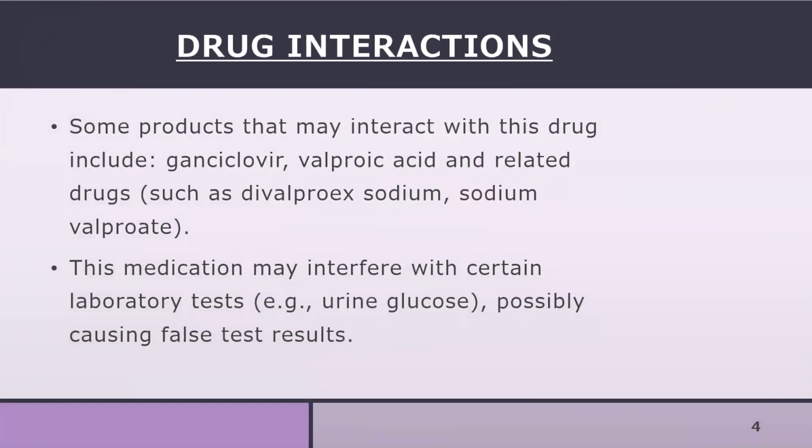The drug interactions. Cilastatin may interact with various products or various laboratory tests and can give false results or adverse effects. So some of the products are written here, which are ganciclovir, valproic acid, and some of its related drugs like divalproex sodium and sodium valproate. Cilastatin can interact with them, and the laboratory test with which cilastatin interacts is the urine glucose test. And when cilastatin interacts with them, the outcomes of the result may be false.